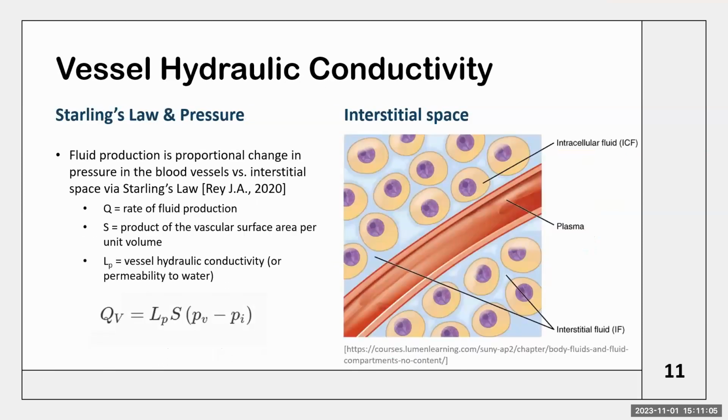Thank you. Okay. And the last thing to note here is something called vessel hydraulic conductivity. So basically it states that fluid production, or that source term I mentioned earlier, is proportional to the change in pressure in the blood vessels versus the interstitial space. As the equation shows here, it's a function of the vessel hydraulic conductivity, which is just the permeability of the vessels, and then PV minus PI, again the pressure gradient, and the term S there, which is the vascular surface area per unit volume.